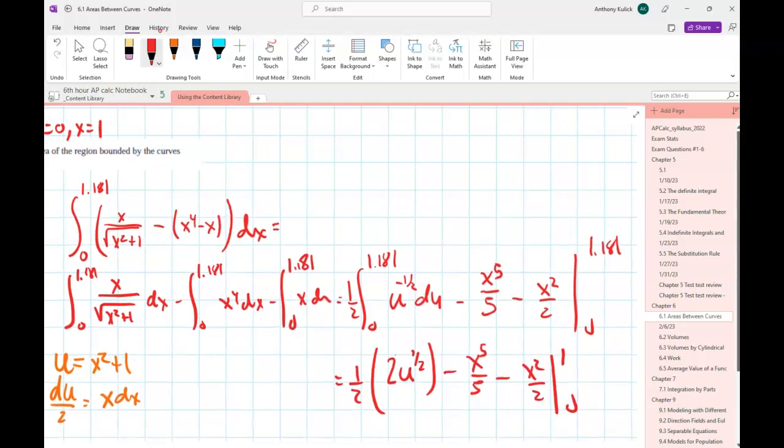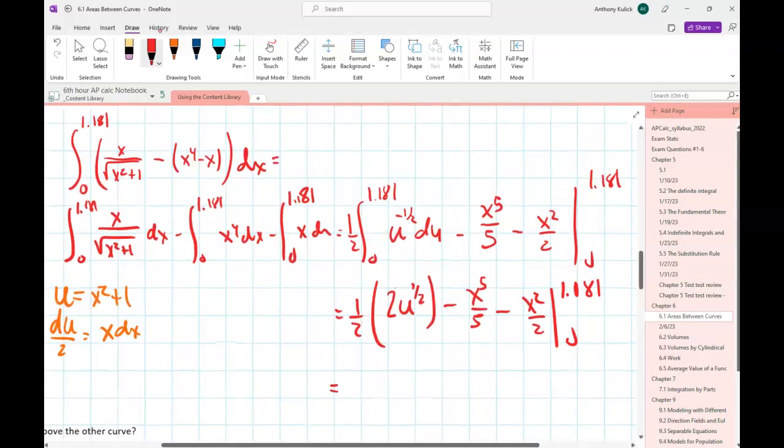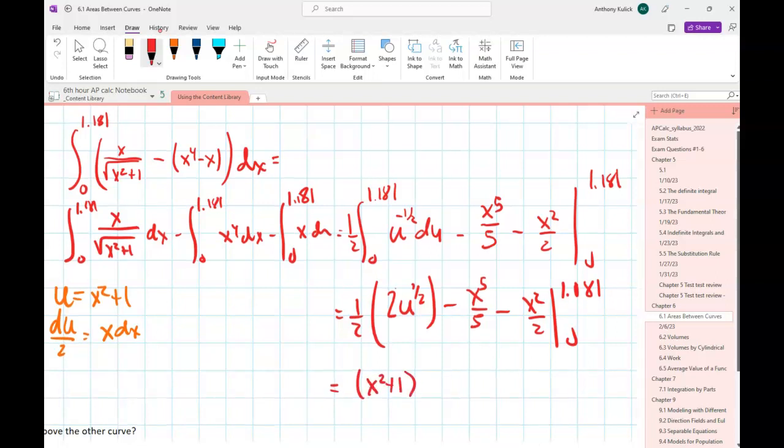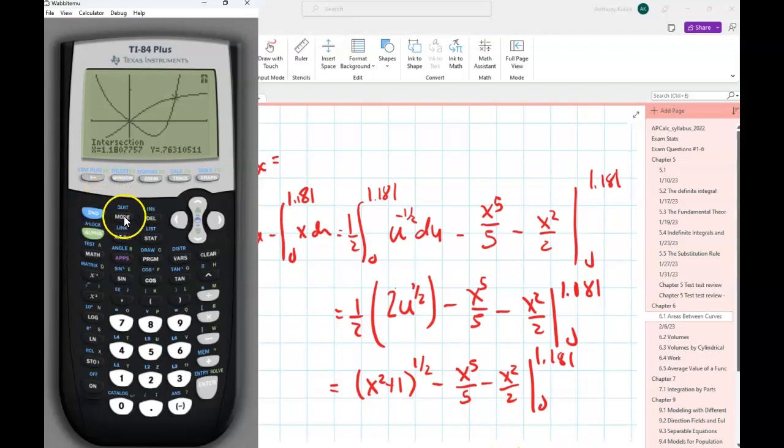Now, what do I have to be careful about here? I have to put the x squared plus 1 back in for my u. Excellent. Because I didn't bother to change my bounds, because the rest of the integral was just in terms of x's. It felt like it was just going to be easier to put the x back in. And this is now something I would type into my calculator, because I don't want any part of trying to do that by hand either.